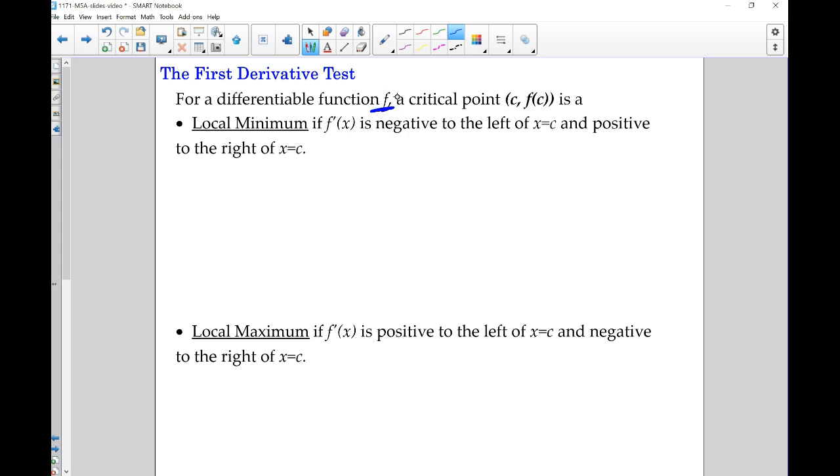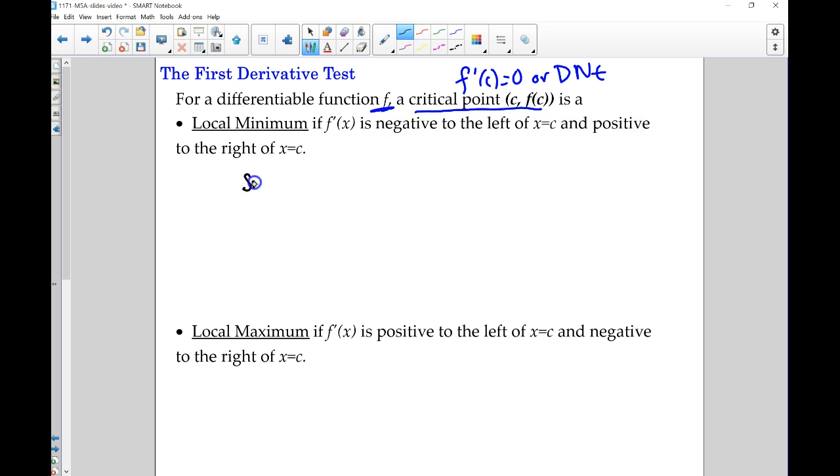so we have to be able to find the derivative, and we have the critical point. Remember, this is where f prime of c is equal to 0 or does not exist. Okay, so we've had to have already found those, but from there we can classify that critical point as a local minimum if f prime is negative to the left of that value and positive to the right.